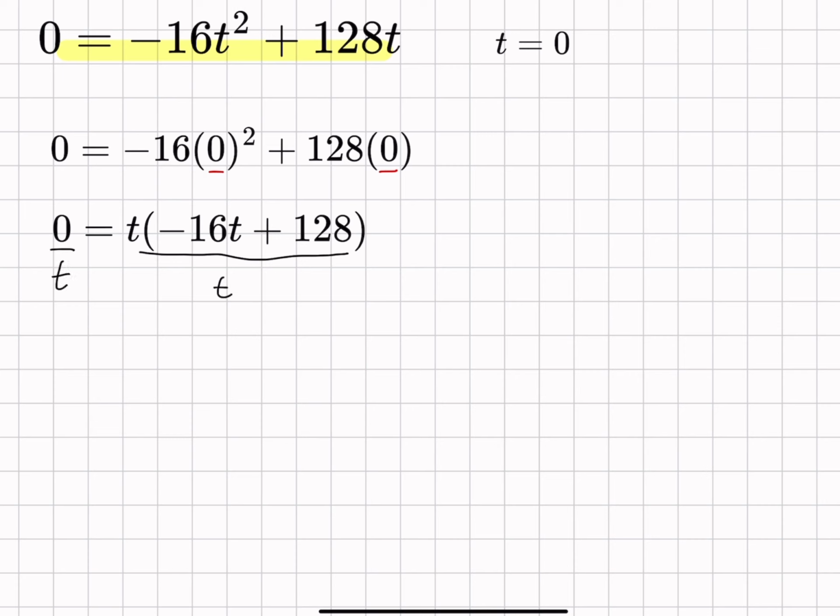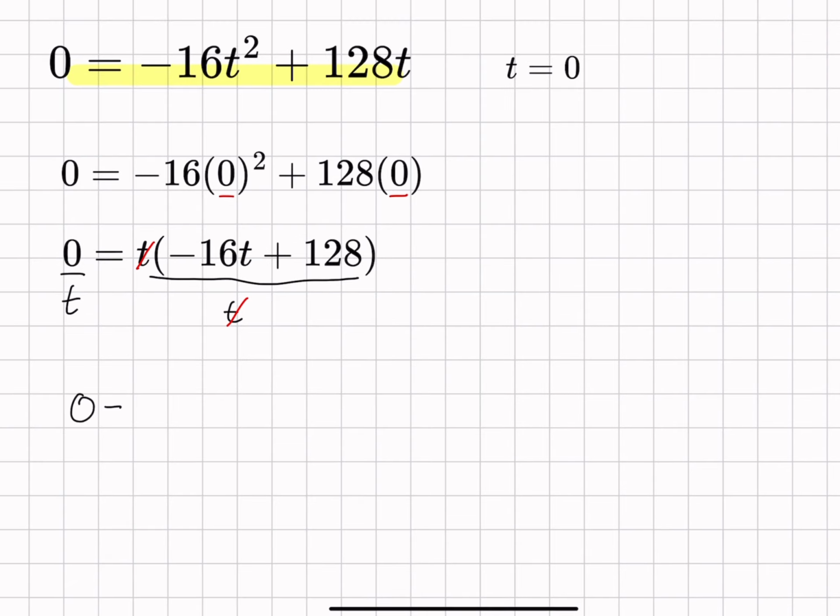And you see that when I do that, on the right side here, I can cancel out these t values, and I'm just left with what's in the parentheses. But on the left, I have 0 over t, which is just 0. Now, when I rewrite this equation, I'm left with negative 16t plus 128 equals 0. And all we have to do is solve for t.